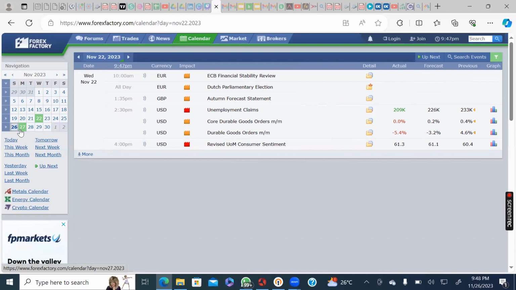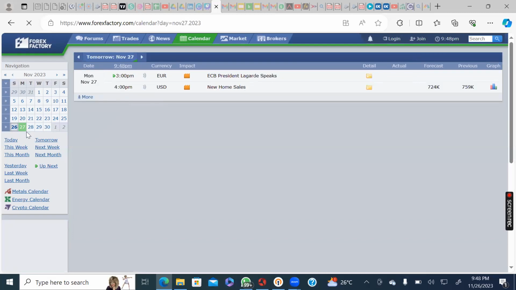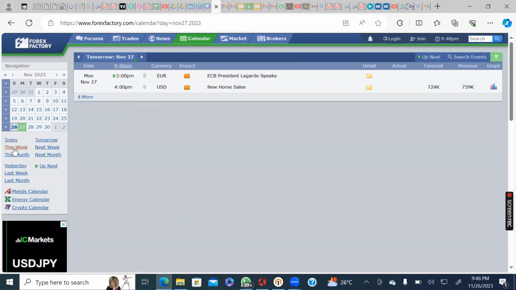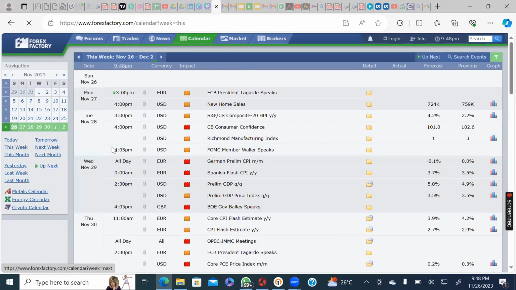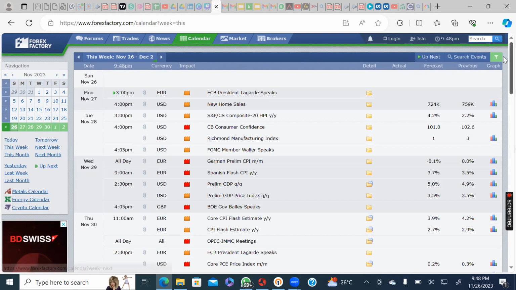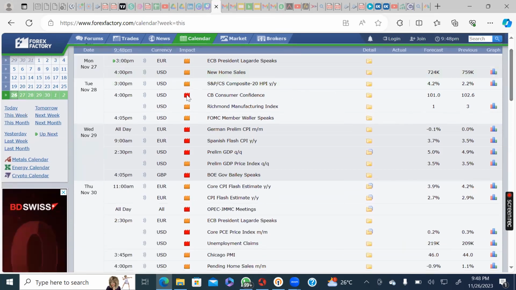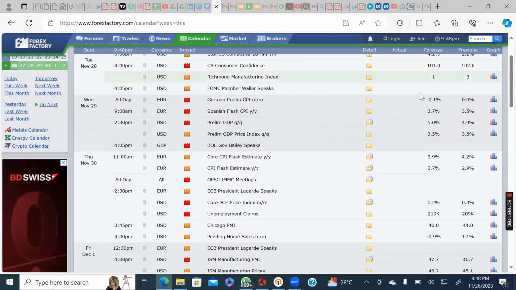So let's look at the news we are having this week. On Tuesday we have CB consumer confidence. That's a high impact news. On Wednesday we have Euro German CPI. Then we have Spanish flash CPI. Around 2:30 we have USD GDP.